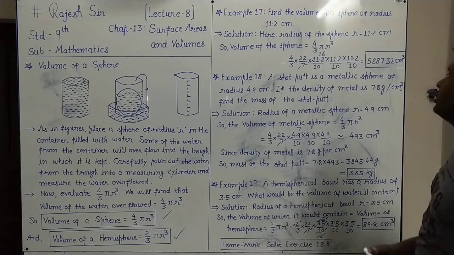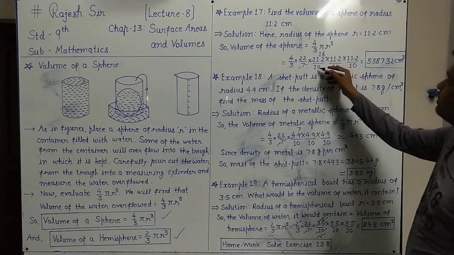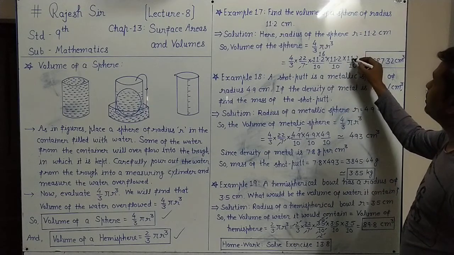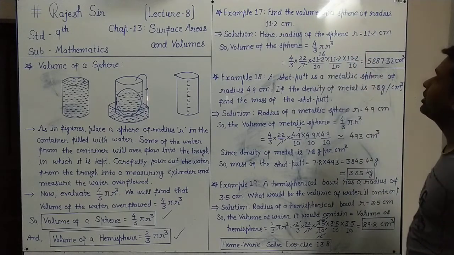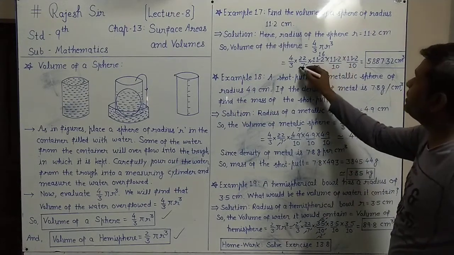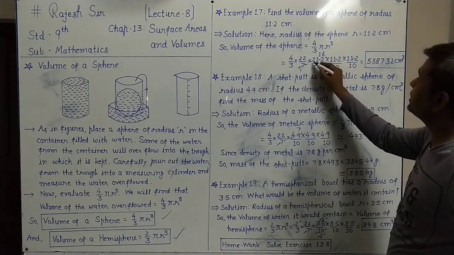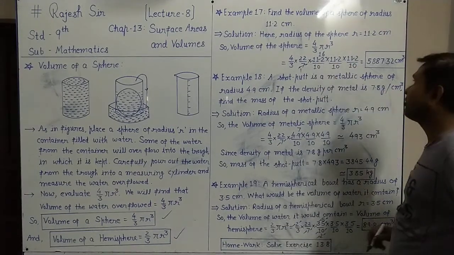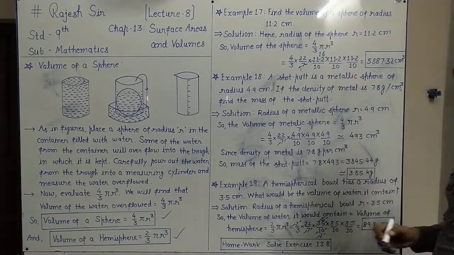To remove the point, here we can keep 10, 10 and 10. All the points are removed. Now you can cancel by 7. 7 ones are 7, 7 ones are 7, 4 6s are 42, 7 6s are 42. Now there is no cancellation up and down.